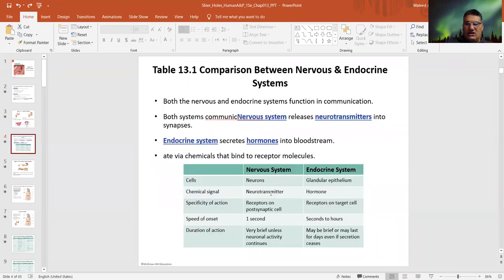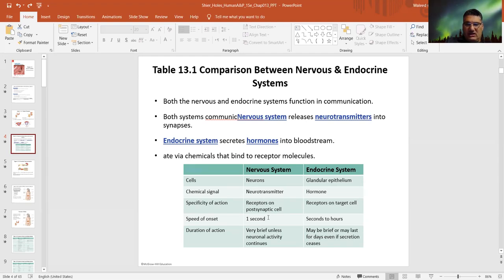The secretions are different because even though both of them are chemical signals, in the nervous system we call it neurotransmitter, and we cover that heavily. And in the endocrine system, it is the hormones. The nervous system works on the postsynaptic cells. Like there are two neural cells, the end of one and the beginning of the other one. And so it works on the postsynapse, while the endocrine system that we're going to cover works on target cells that are far away from where it was secreted.